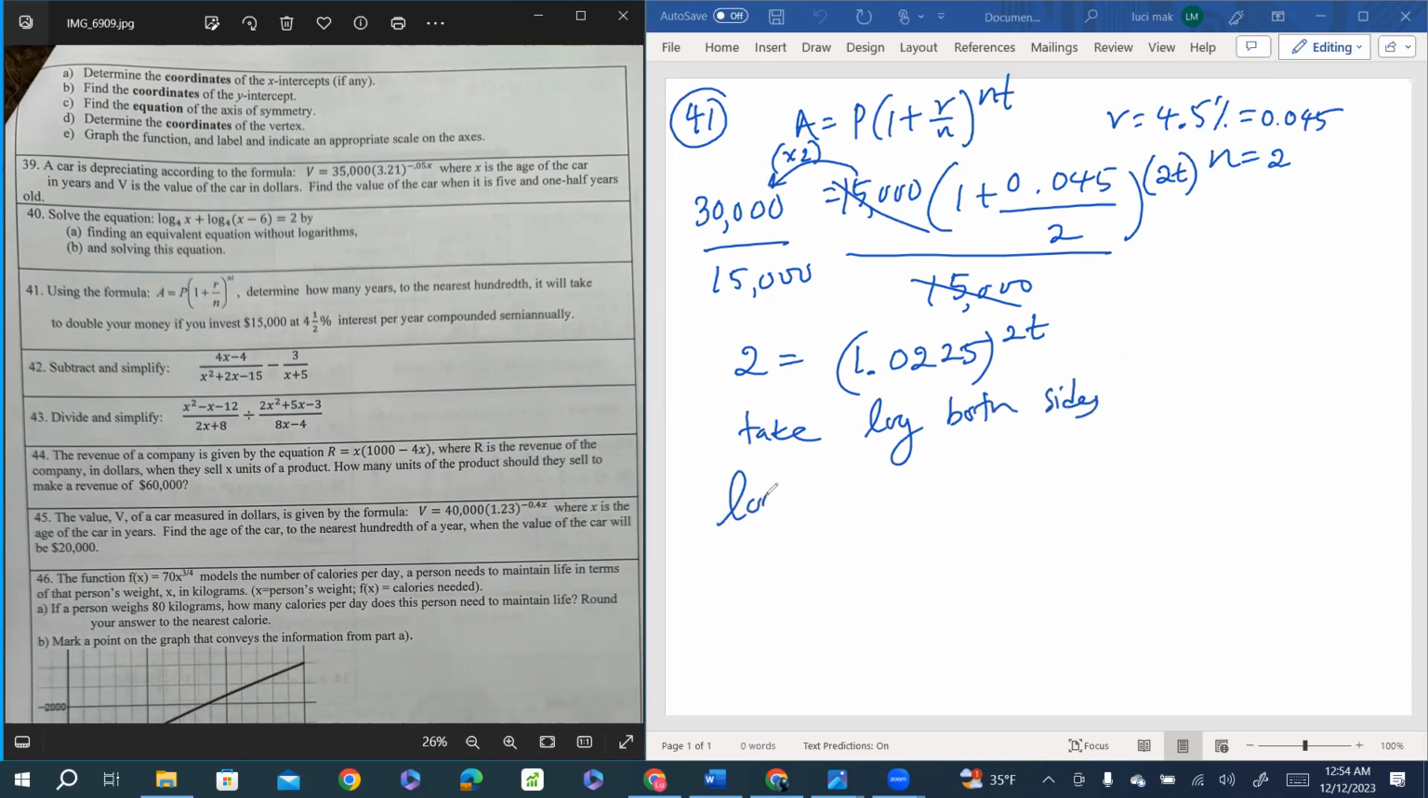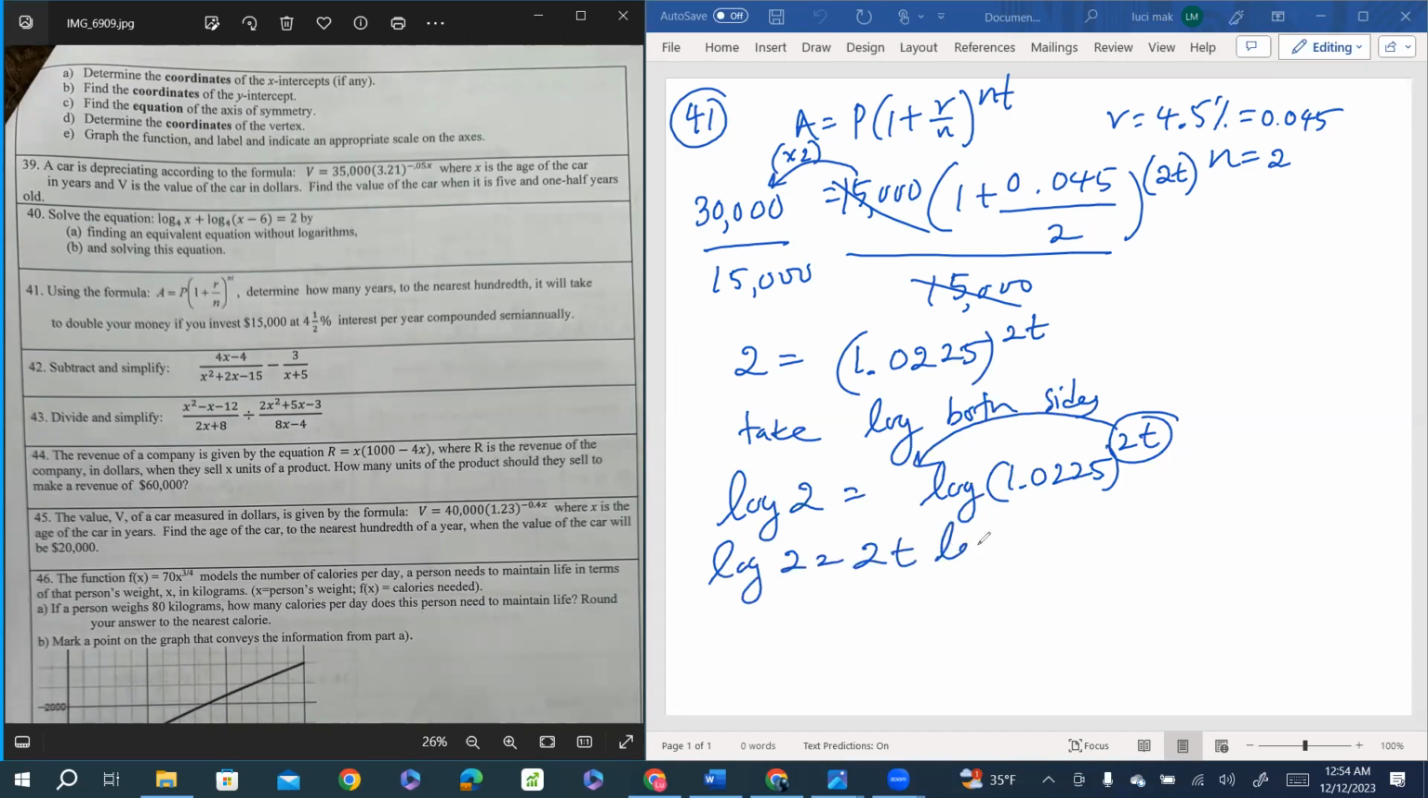So we have log 2 equals log base 10 of 1.0225 to the power of 2t. Now you know 2t can be brought forward. So we have log 2 equals 2t log 1.0225. Now to solve for t, you could divide by 2 as well as log 1.0225. So same thing on the other side, divided by 2 log 1.0225.